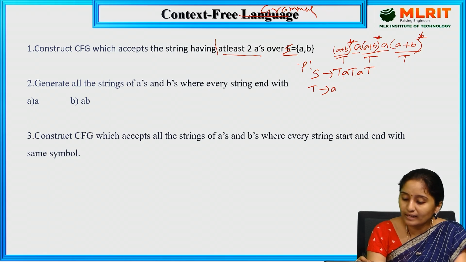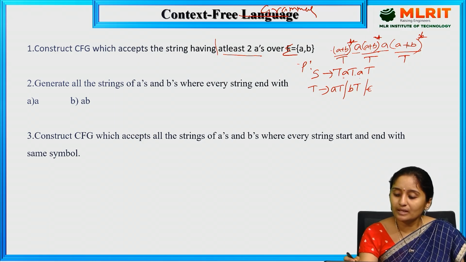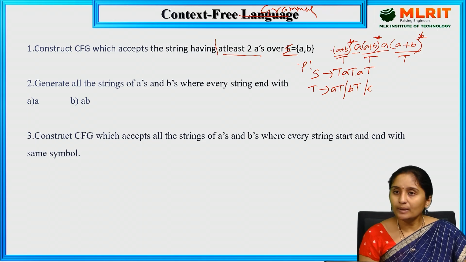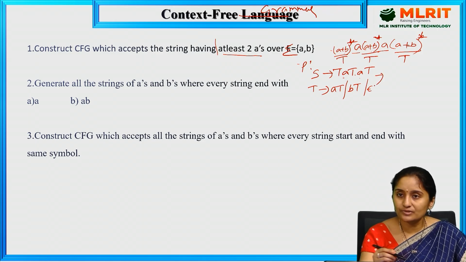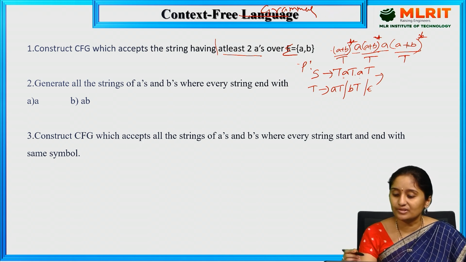So what can we derive? AT, or BT, or I can have epsilon. Why? Because of zero occurrence. If it is zero occurrence, T produces epsilon, I can take. T produces epsilon we can take. So let me check whether this is able to construct the strings, whether the context-free grammar is generating the strings or not, we can check it.